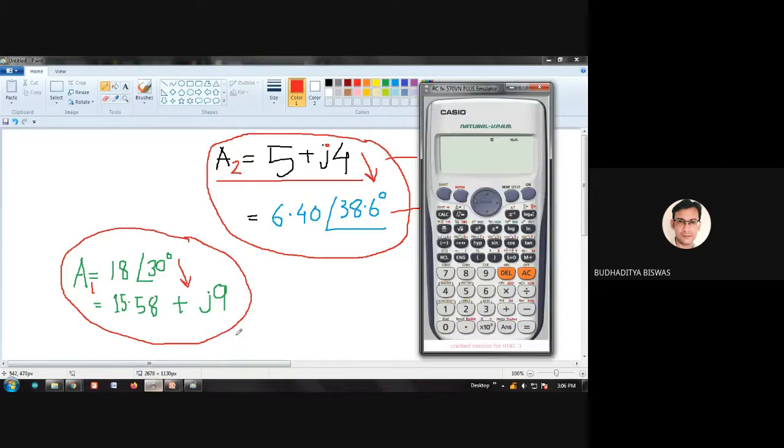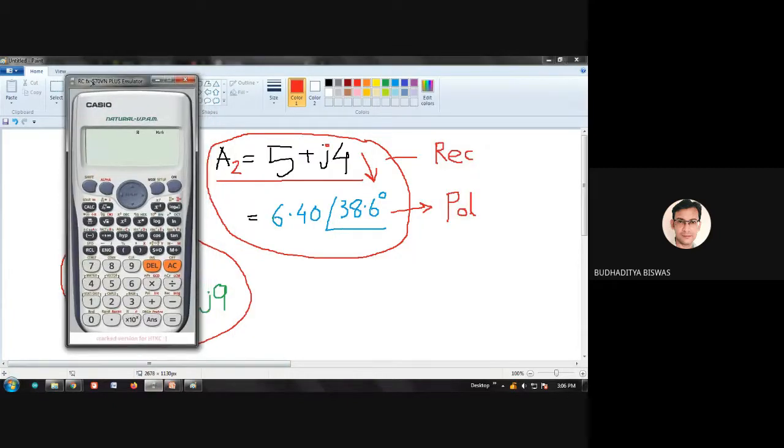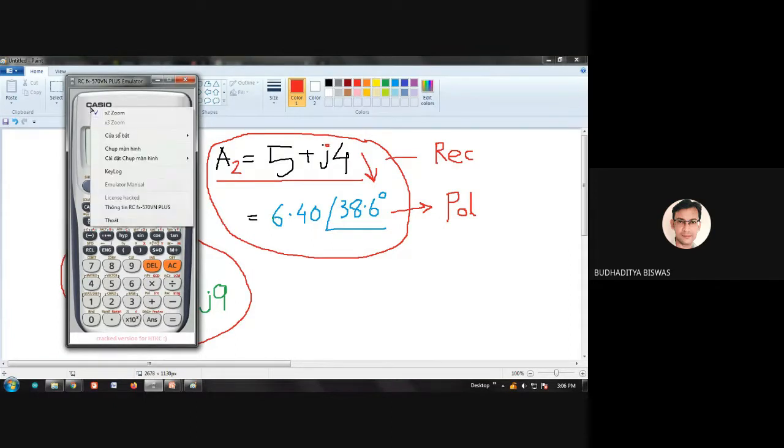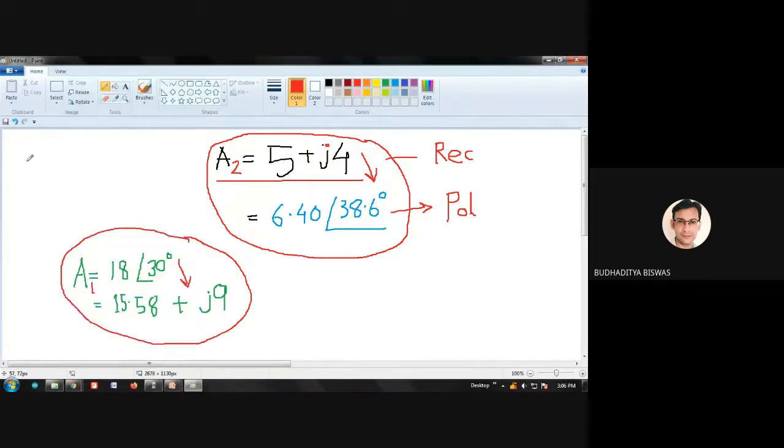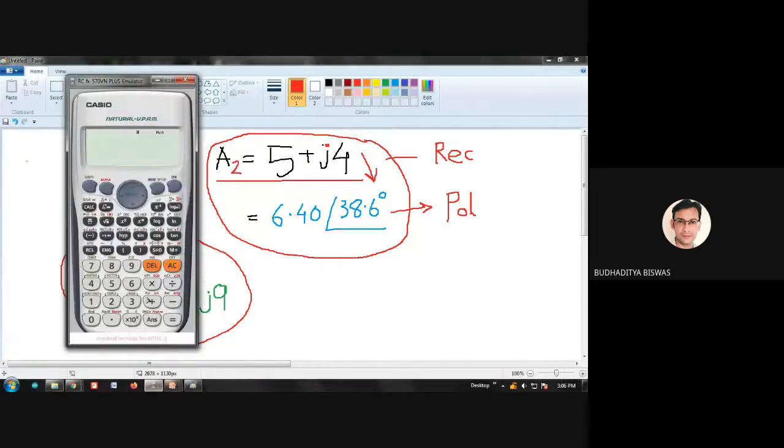Now if you have your calculator with you, you see that in the upper position of the plus sign and the minus sign, let me zoom it. You see POL is written, and rectangular REC is also written just above the minus button. Do you get it? Yes, sir. In your actual calculator, you will see the same thing written, polar and rectangular.